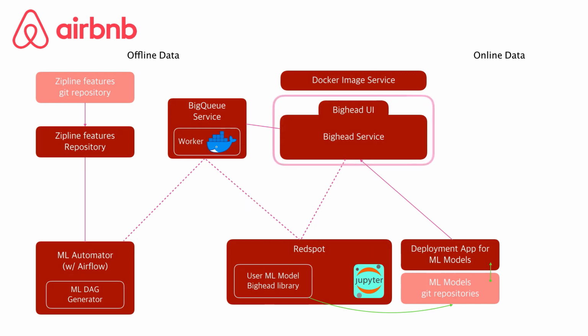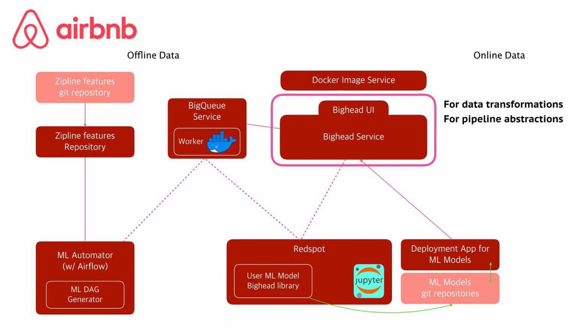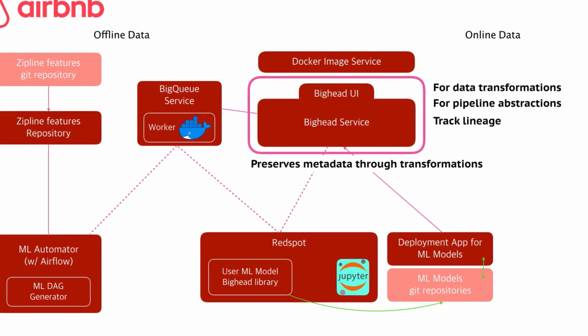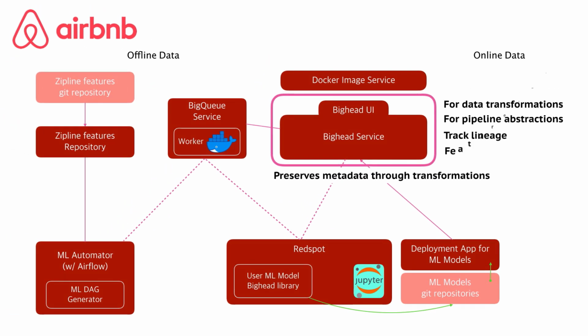Bighead Library. The Bighead Library is used for data transformations and pipeline abstraction, and it holds wrappers for common model frameworks. It preserves metadata through transformations, so it is used to track lineage. It also helps to propagate feature metadata so users can plot feature importance at the end and connect it to feature names. It also provides training data visualization to help identify data issues in Bighead Library.